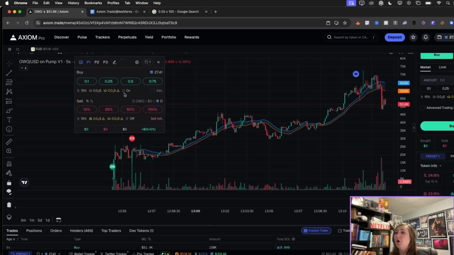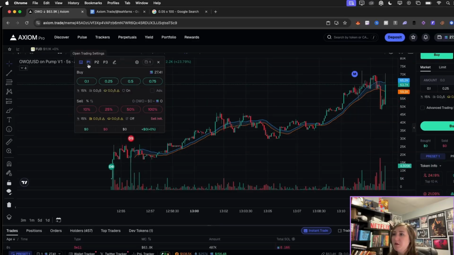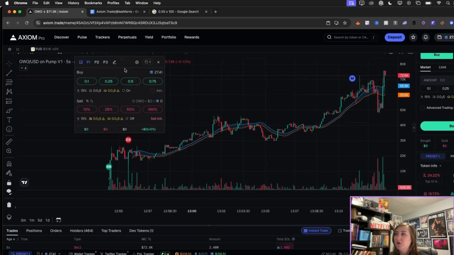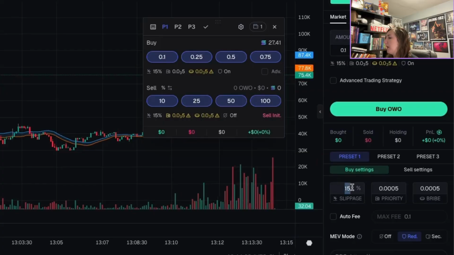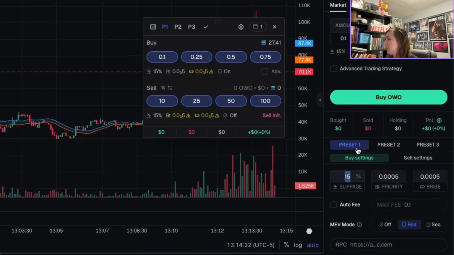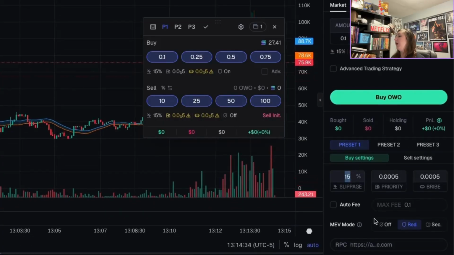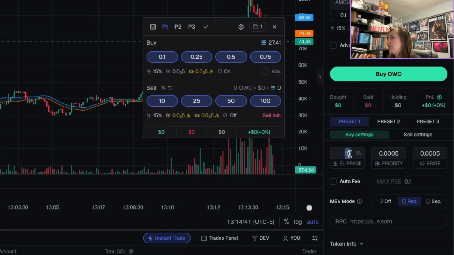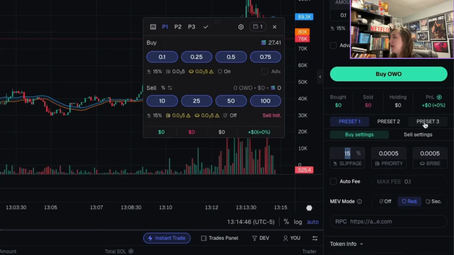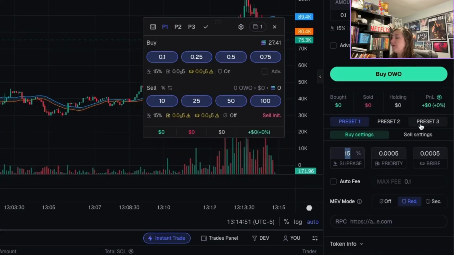So next we are going to get into settings and you'll see P1, P2, P3. These are just 3 different settings you can use for when you are purchasing. So for our presets here, if we wanted to make adjustments to these, you can simply do this down below. You'll see preset 1 here. I just want to show you my quick settings. If I am starting out with 0.1 sol, let's say, these are low volume, mid-range volume, high volume. So preset 1, low volume, preset 2, mid-range volume, preset 3, high volume.